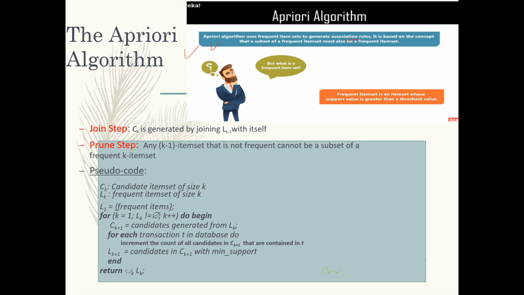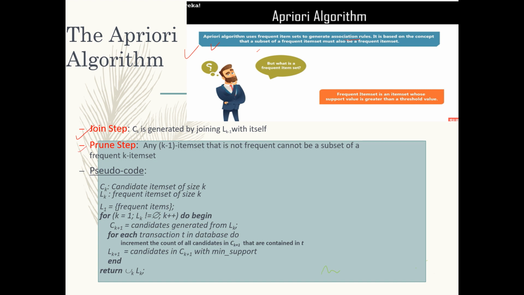Again, I will repeat what I told in the class: what property does the algorithm follow? The property it follows is that a subset of a frequent item set must also be a frequent item set. If you break an item set into smaller components, then that smaller part, that sub part of the larger frequent item set, is also frequent. With that, we start off with the Apriori algorithm.